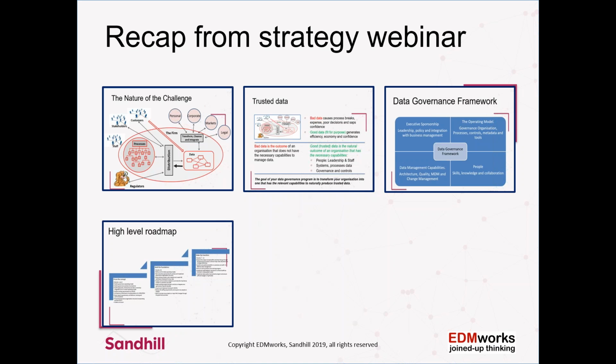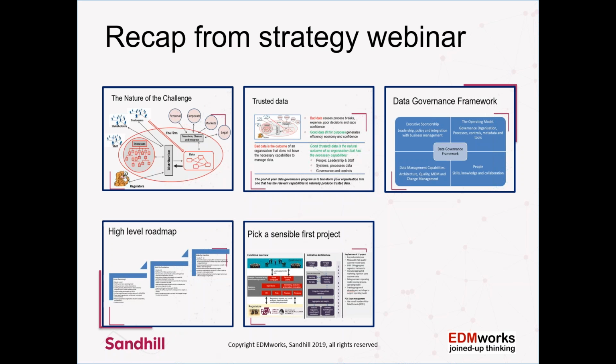To do that, we need a plan. So we talked about a 3-stage plan of proving the concept. Second stage was building foundations, and third step was scaling up. We needed to pick a sensible first project, and I'll just review this in a bit more detail in a moment.